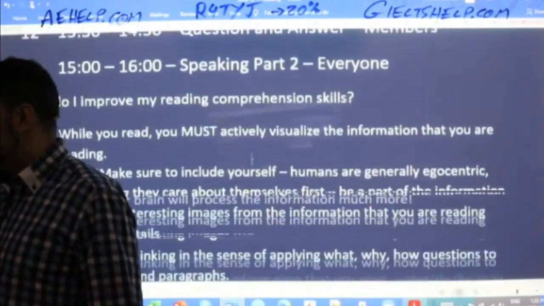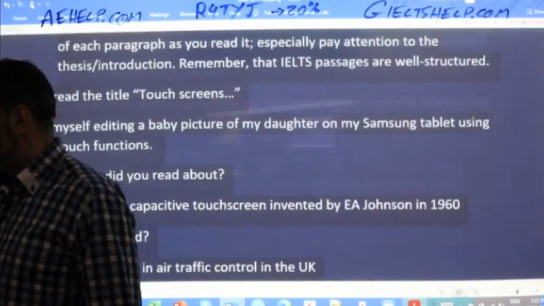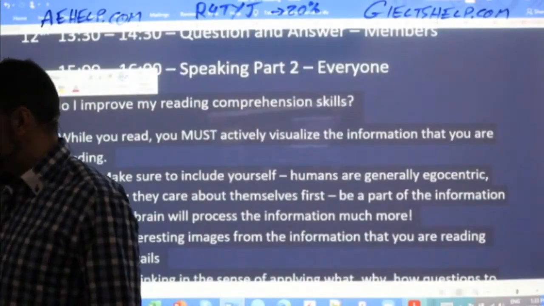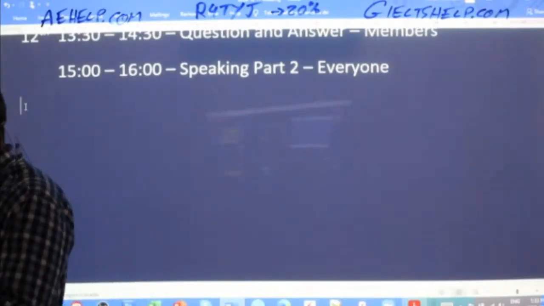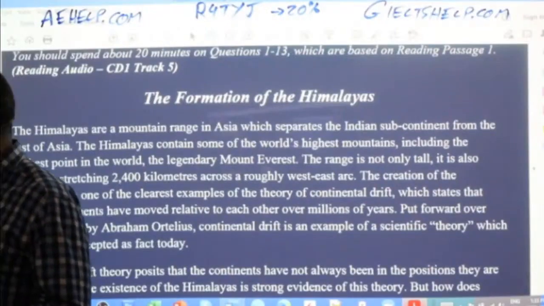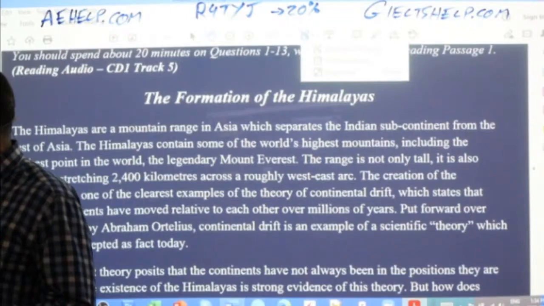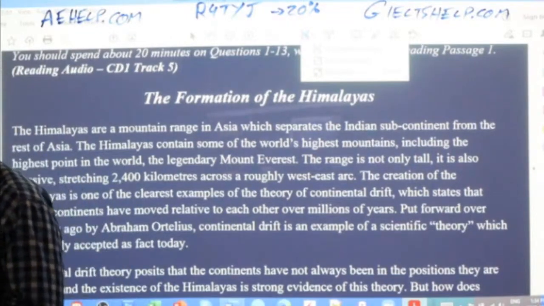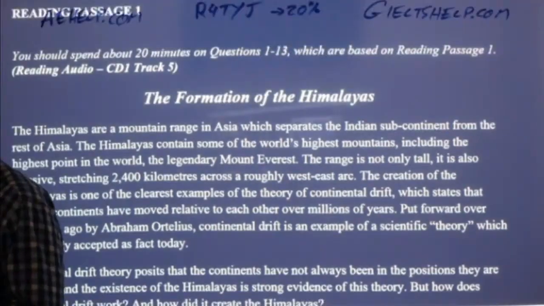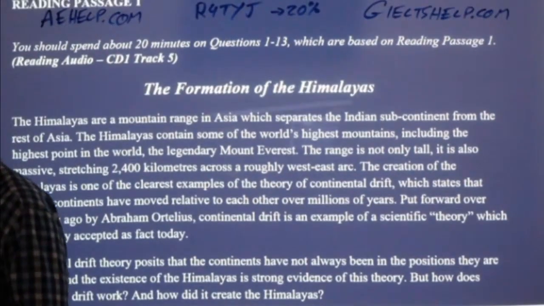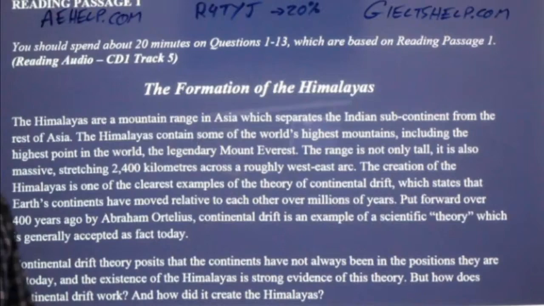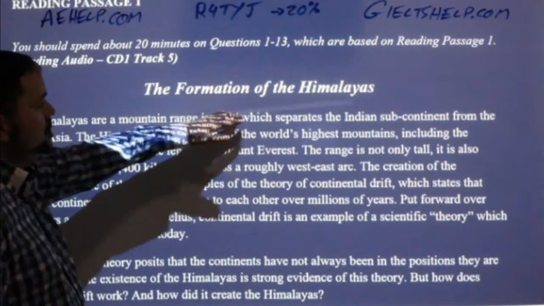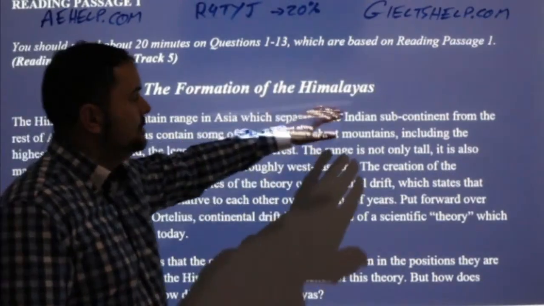Okay, so let me just get rid of this here from yesterday, and we'll look at our reading passage for the day. This is coming from our 9th exam that we'll be releasing in 2021. And here, the title of our reading is The Formation of the Himalayas.